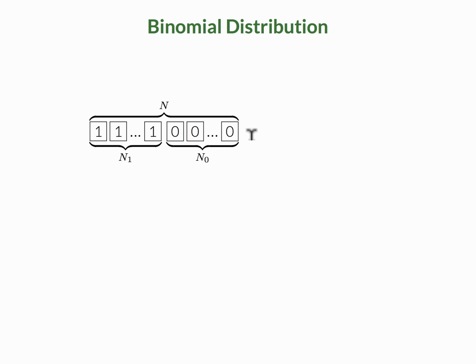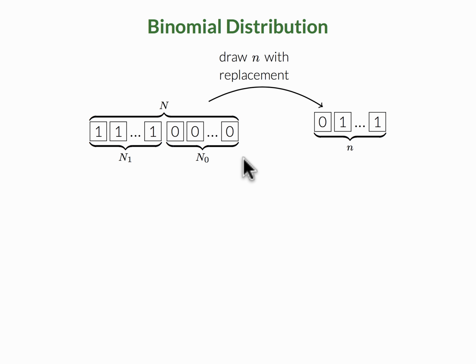We start off with a box of tickets, with some tickets labeled 1 and the rest labeled 0. We'll denote the number of 1 tickets by N1 and the number of 0 tickets by N0, and the total number of tickets in the box by big N. So big N is just N1 plus N0. Next, we randomly draw little n tickets with replacement from this box. So the exact outcome will be random, but it might look like this.